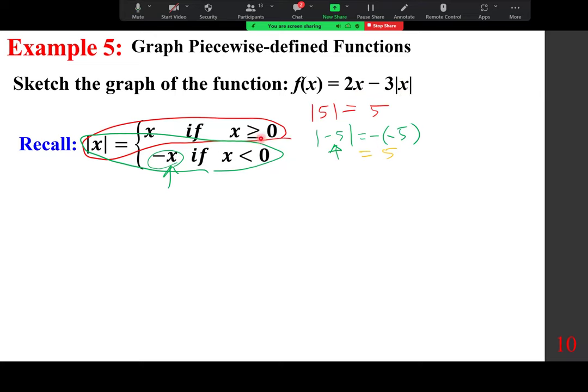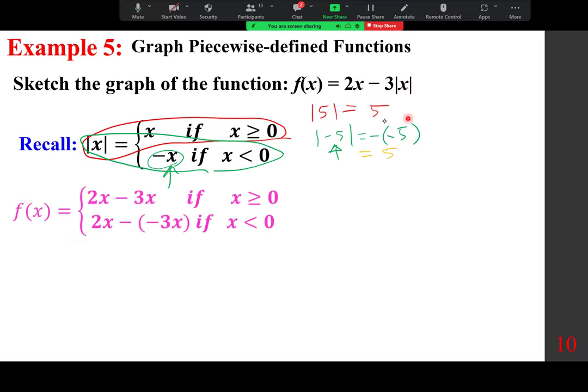If x is greater than or equal to 0, 2x minus 3x is minus x. However, if x is negative, then 2x minus 3 times, remember, you're going to replace this with minus x, which makes it plus, so 2x plus 3x makes it 5x. So I hope this concept will help you see what's going on here. Okay, let me erase this so it becomes clear.